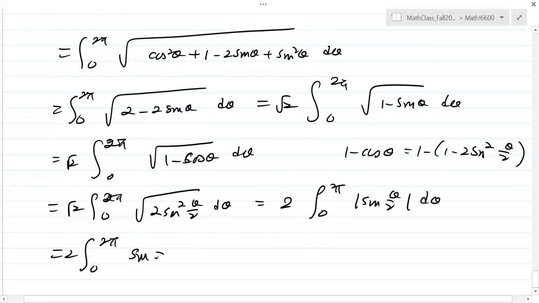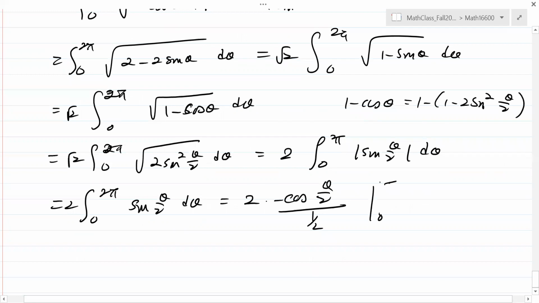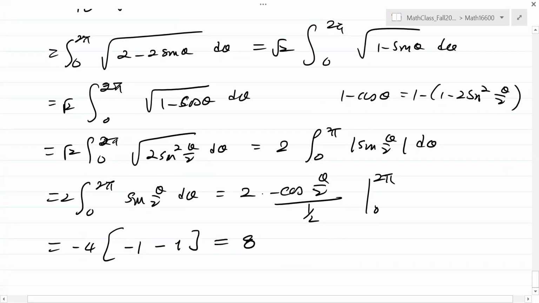It's going to be sine 2 theta d theta. And the entire derivative of this is going to be cosine half theta divided by 1 half. That's negative sine, so when you differentiate, you get sine, right? So let's evaluate. This is going to be 2, negative 4, so negative 1 minus 1. So my answer is 8. All right, so the length of this half is 8.